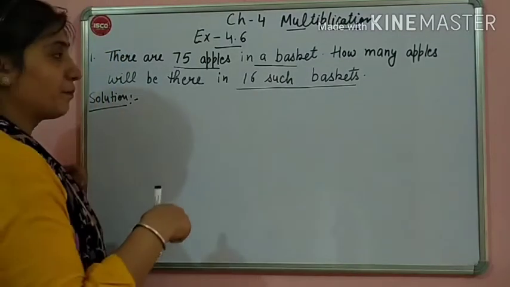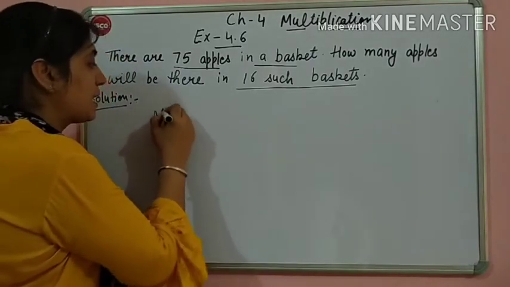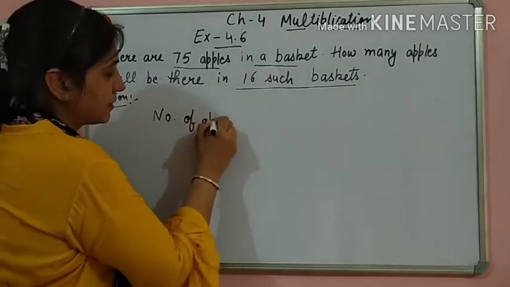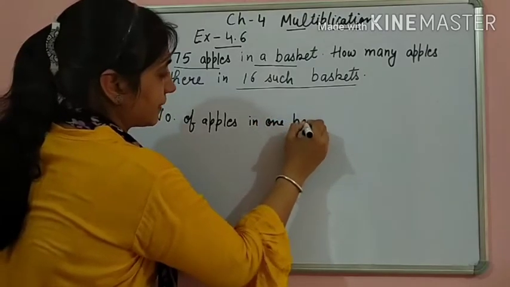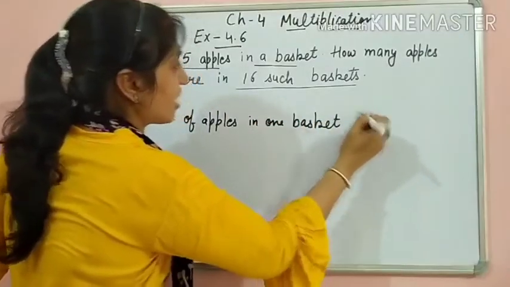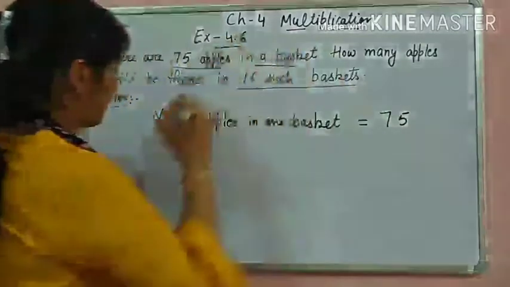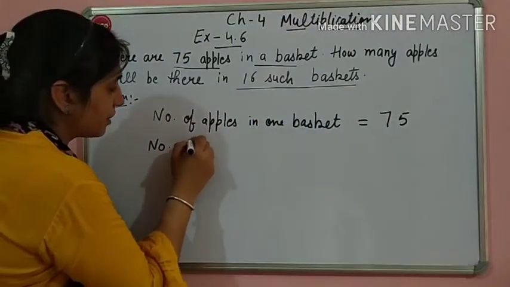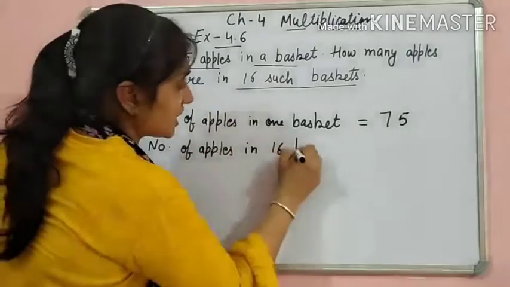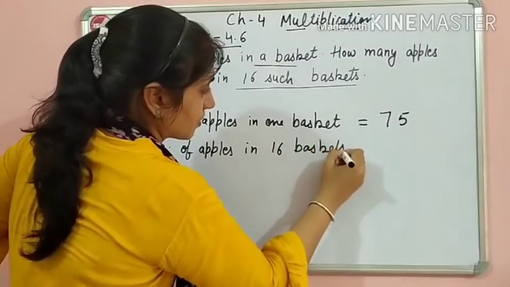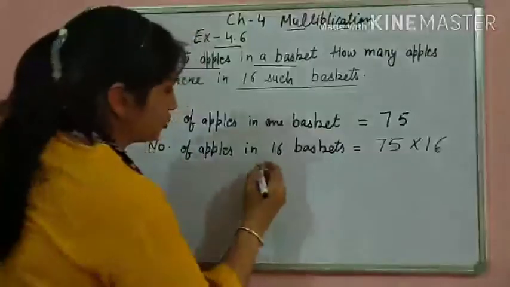So let's start the solution. So what will we write? Yes, number of apples in one basket. How many apples in one basket? Yes, 75. And we have to find the number of apples in 16 baskets. It means this is the question of multiplication. So we will multiply.